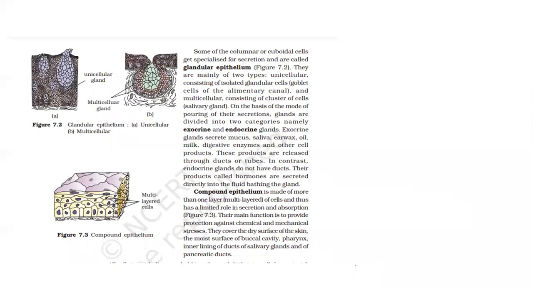Now, some of the columnar epithelium or cuboidal cells become specialized for secretion, and they're called glandular epithelium. So some of the columnar or cuboidal cells get specialized for secretion. Their main function will be secretion, and they are called glandular epithelium.